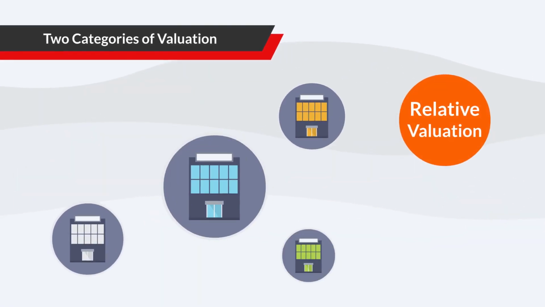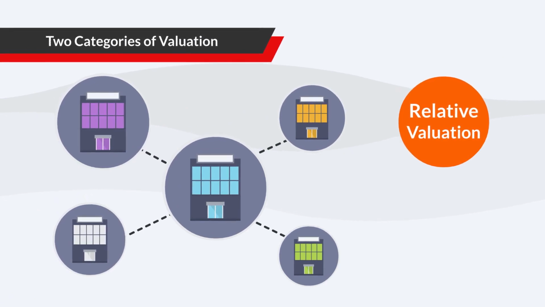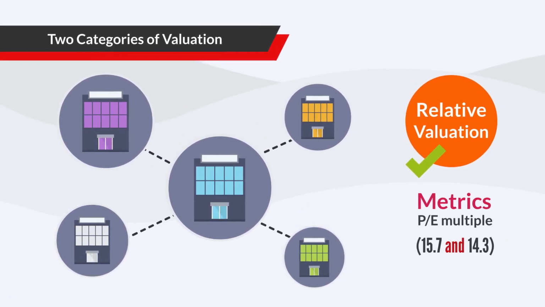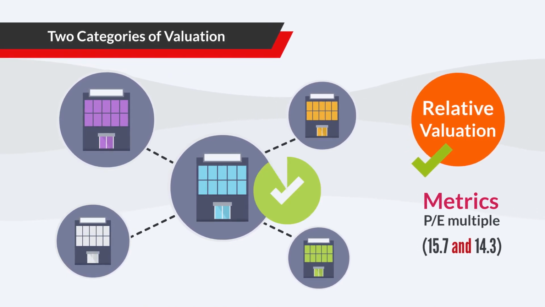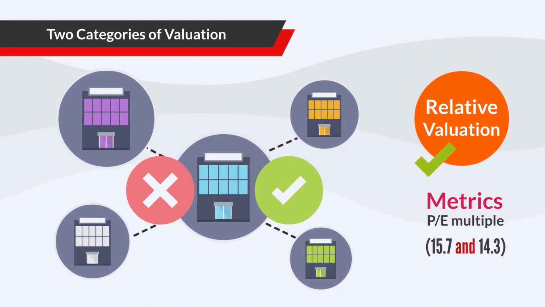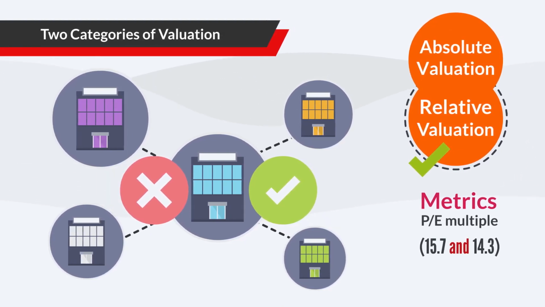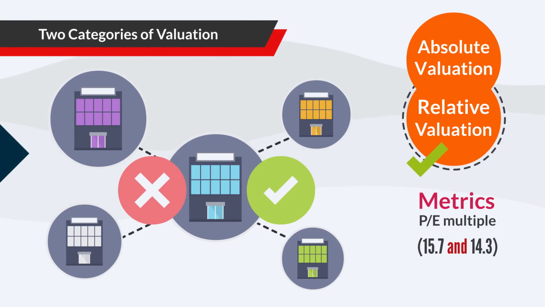Relative valuation compares a company with other similar companies to determine a relative value. Analysts compare metrics like the PE multiple to determine whether a company is better or worse relative to competitors. This method of valuation is usually easier than absolute valuation, so analysts and investors often start with relative valuation first.